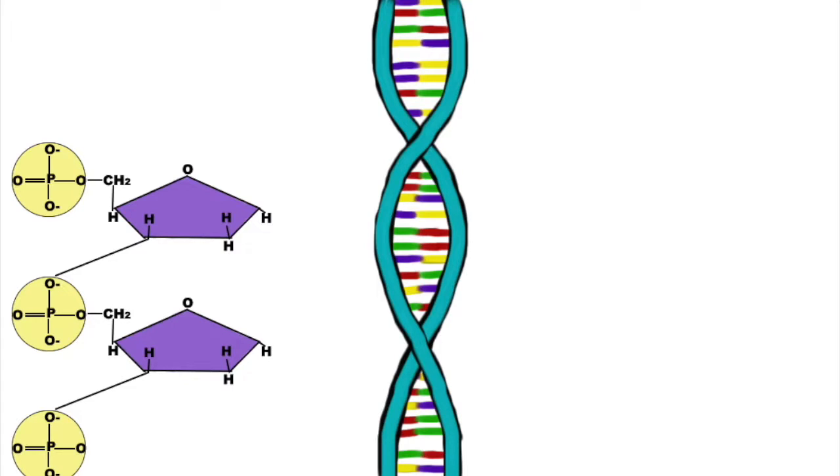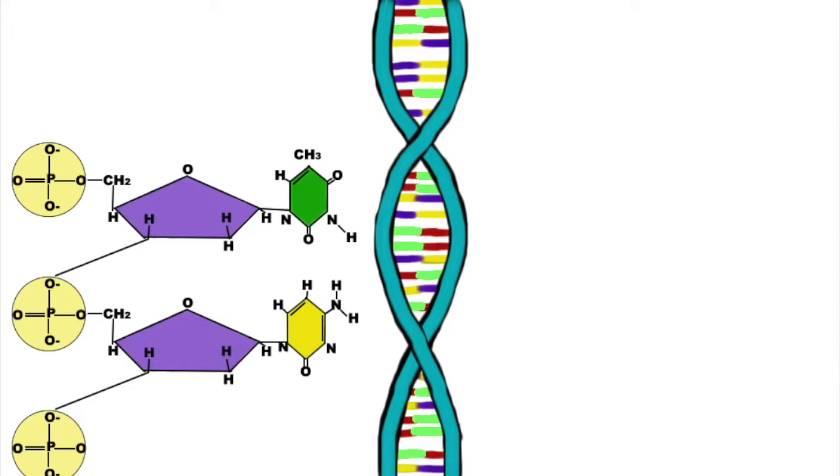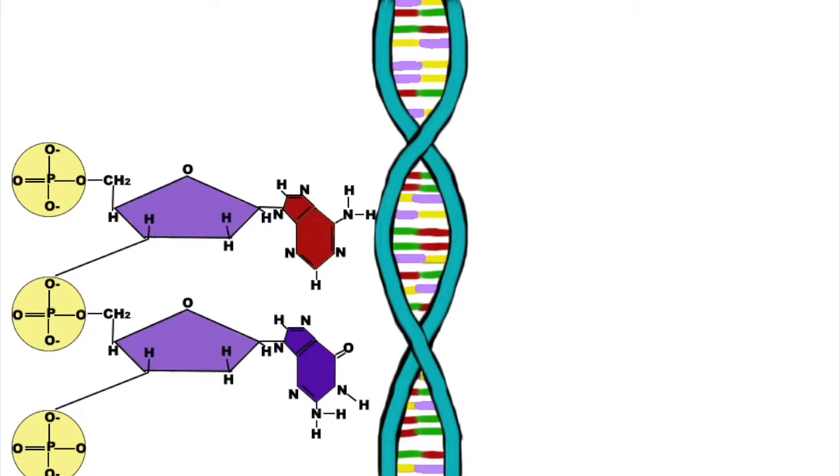Now, the bases all have the atom nitrogen in them, but are made up of other atoms as well. We have some that have 1 ring, called pyrimidines, and some that have 2 rings, called purines. The shape depends on how many atoms are in the base. Pyrimidines are thymine and cytosine. One special pyrimidine is called uracil, but we will talk about that later. Purines are adenine and guanine.